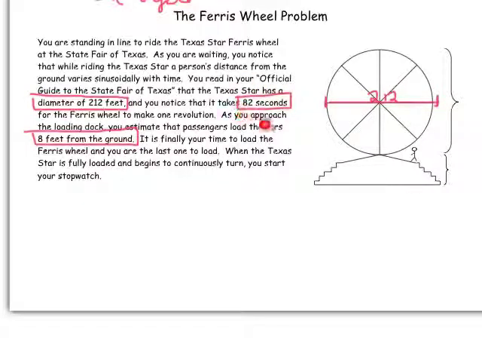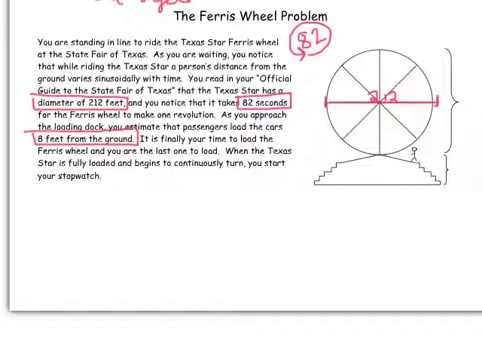It's kind of hard to note 82 seconds. I mean, you don't really see time in a graph or on a picture, so I'll just kind of show myself that a revolution takes 82 seconds. So from the time it starts, when you're back in that same position, takes 82 seconds. And lastly, it tells me that this is 8 feet from the ground.